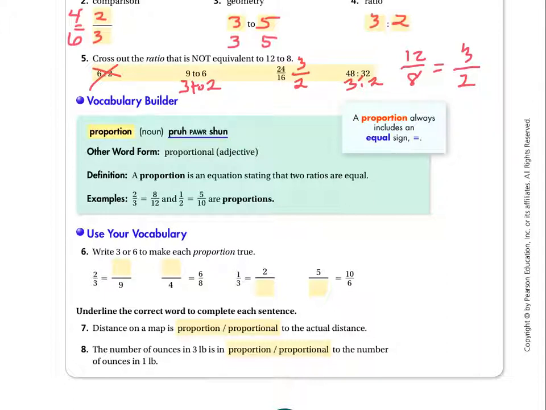And then you have the new vocabulary word, which shockingly is proportion. So a proportion always includes an equal sign, and so you see that over here to the right. And then they give you some examples of proportions. And so we're going to do example number 6.